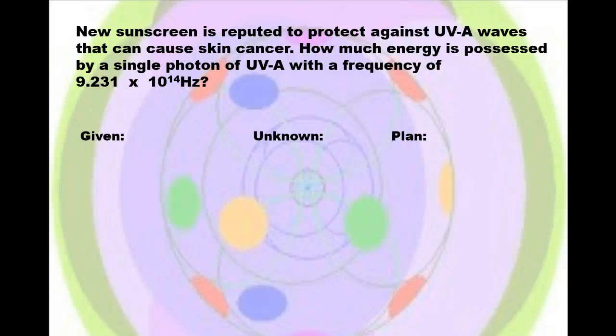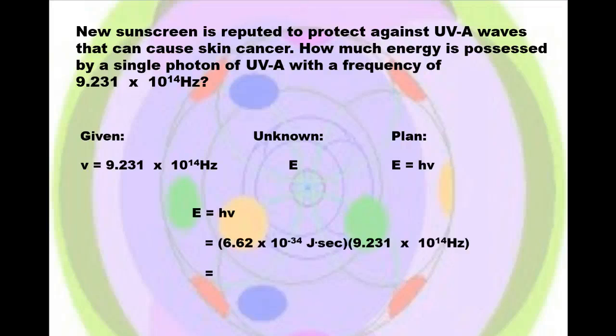Okay, so the given, the unknown, and the plan: the frequency is equal to 9.231 times 10 to the 14th hertz. The unknown is the energy, and we're just using the energy equation. Plug in the numbers, multiply them, and solve for the answer. And again, to 4 significant figures, the answer is 5.834 times 10 to the negative 19th joules. Again, the hertz would be 1 per second, so seconds divides out, and that leaves us with joules.